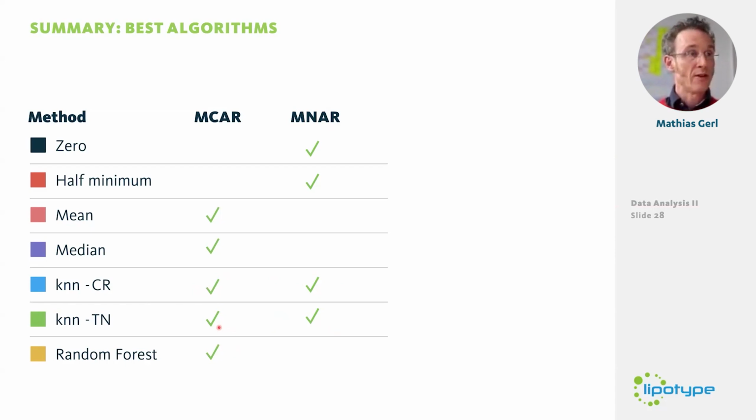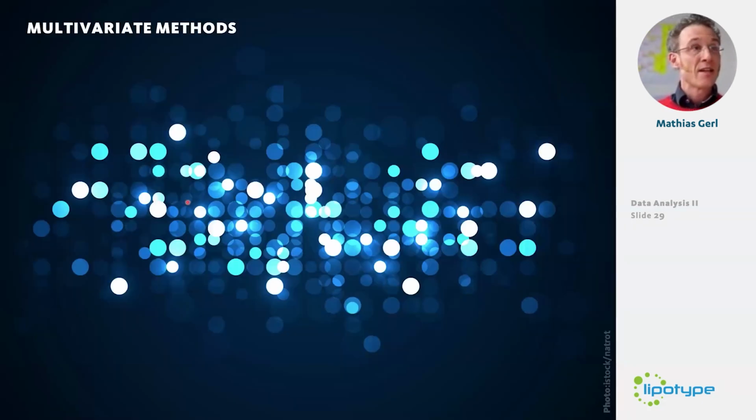Good, so that's our takeaway. Look at your imputation and see if you can use something more sophisticated than zero imputation in particular. Good. Next, we have multivariate methods.